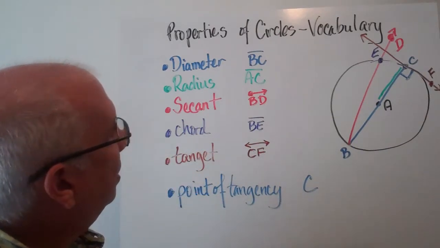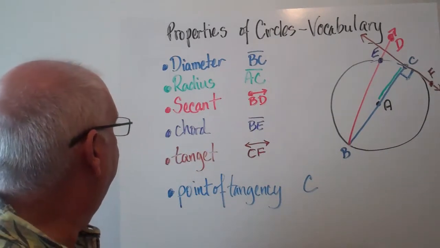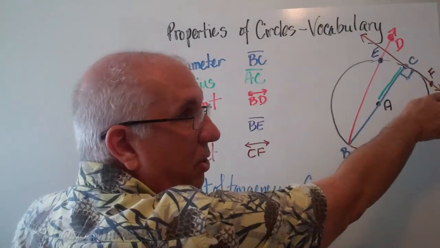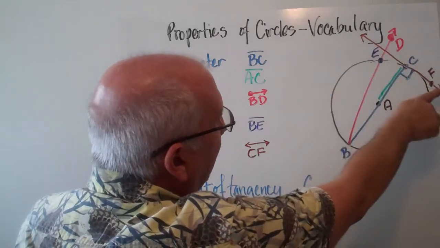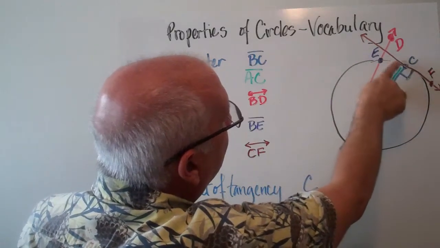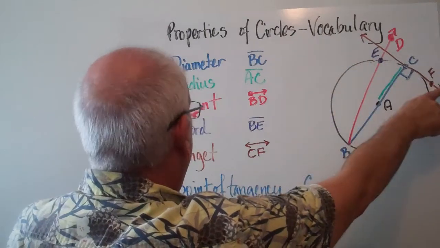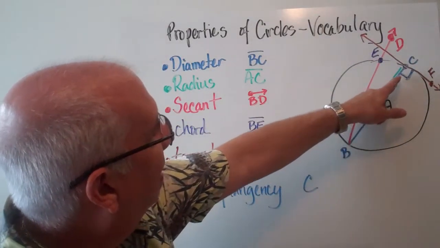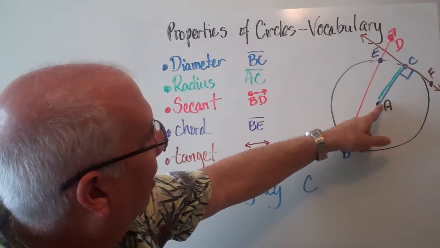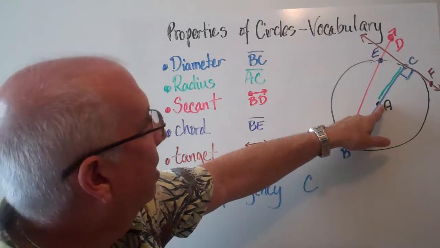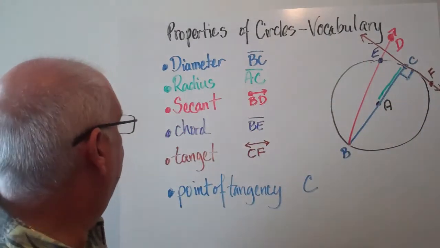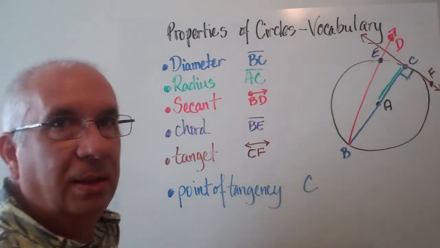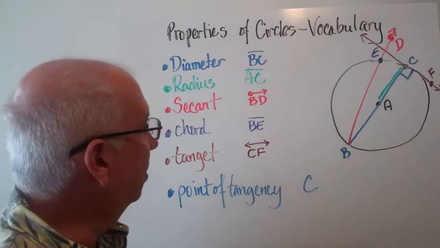So the next one is tangent. This is a new term for you. A tangent is a line that passes through one point on the circumference of the circle. An example of that is line CF right here. And it is always perpendicular to the radius at the point of tangency. And the point of tangency in this case is C, that point on the circumference of the circle.